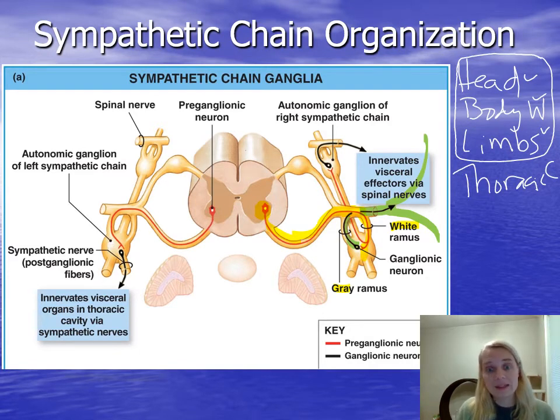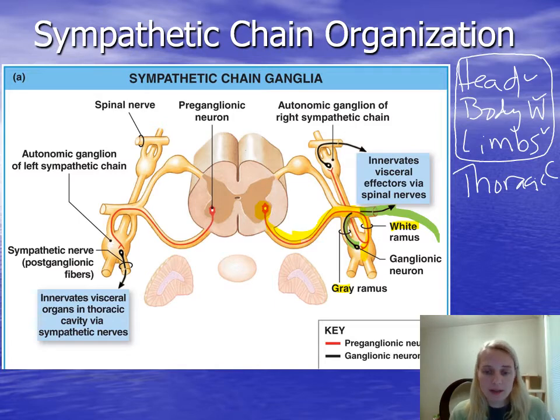Either way, this is the path of getting your visceral communication from your spinal cord out to an effector: head, neck, body wall, and limbs. Okay. The preganglionic neuron synapses to the postganglionic neuron in the chain ganglia. The postganglionic neuron leaves the spinal nerve, then goes to its destination based on where that's going to be. Okay. So I'll delete that.